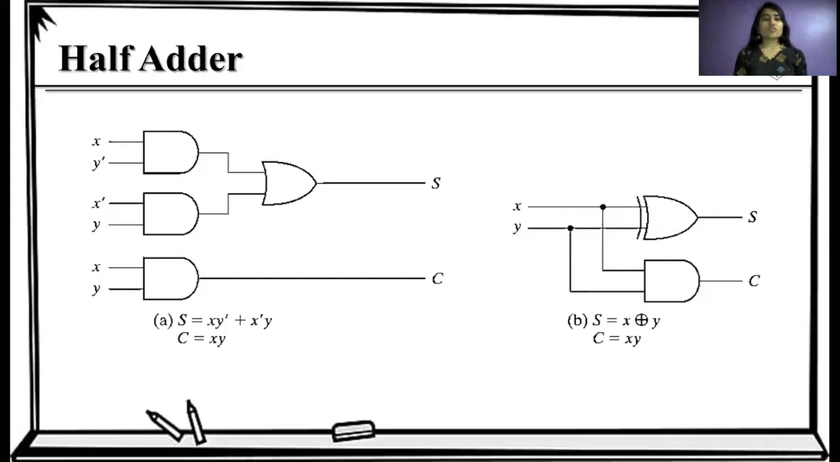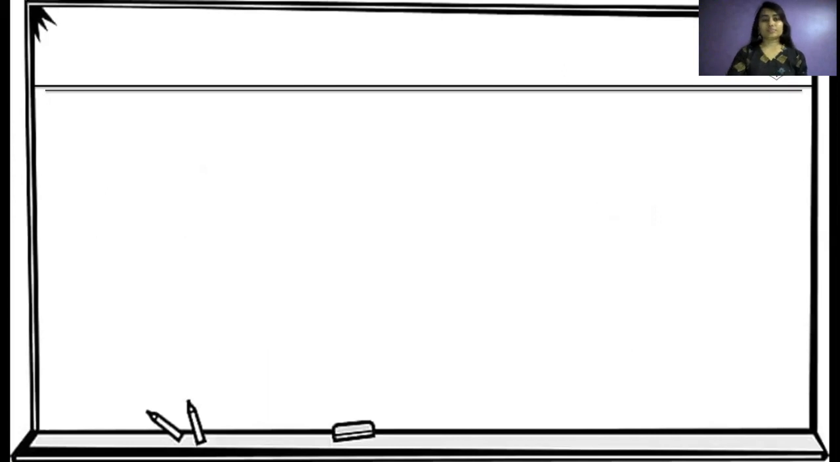So this is the first figure for half adder, and next, B, here we have the sum using an XOR gate. So x and y XORing gives us S, the sum, and for C, x dot y, or basically x AND y, gives C, carry. So this is how we can implement half adder.